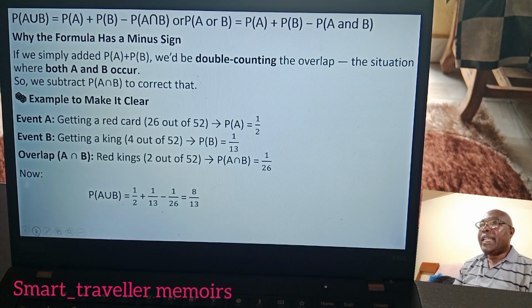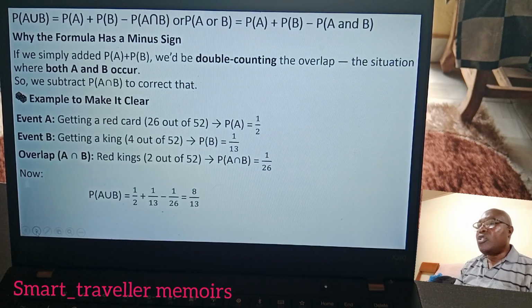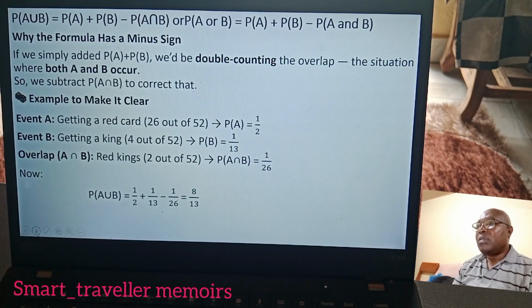Example, to make it clear. Event A, getting a red card. There are 26 out of 52 red cards, and the probability of getting a red card is 26 over 52, which is a half. Event B, getting a king. There are 4 kings out of 52, and therefore the probability of getting a king is 4 over 52. Simplify and you get 1 over 13.